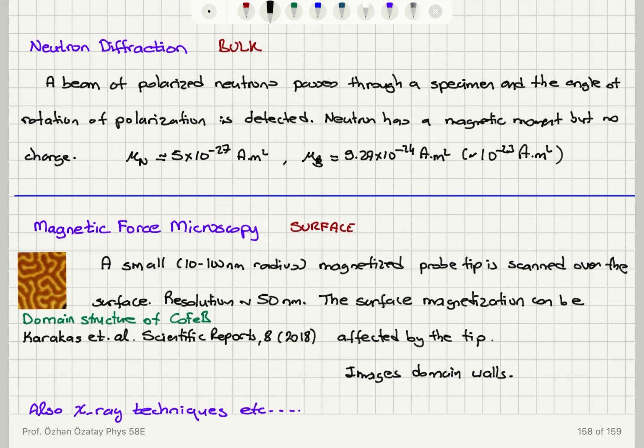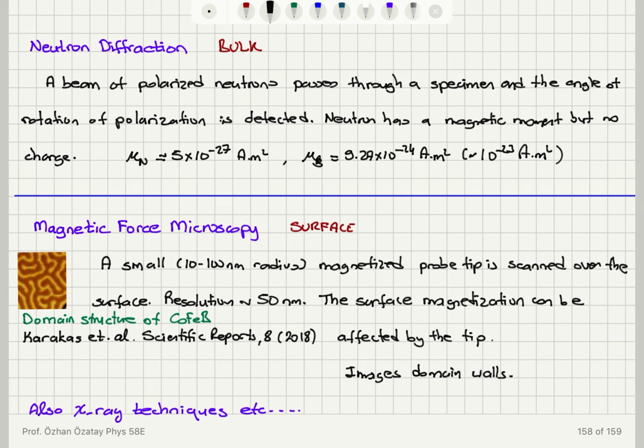Finally, there's another commonly used surface technique, magnetic force microscopy. This data is from one of our own cobalt iron boron films. We have a small tip, radius 10 to 100 nanometers, that is magnetized, so it's covered with magnetic material. We scan it along the surface and look at the variations in the frequency and phase of oscillations of the tip due to the interaction between the tip magnetization and the local magnetic field gradients. So it images the domain walls, and it has a resolution typically of the order of 50 nanometers.